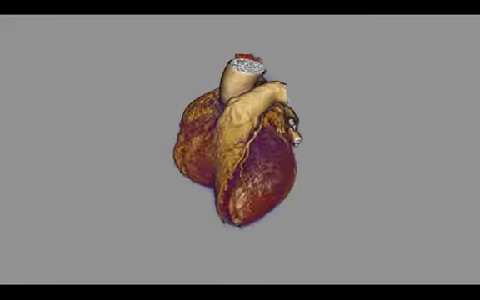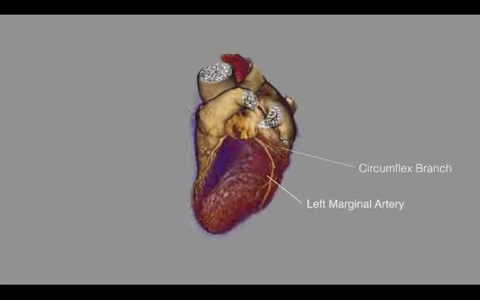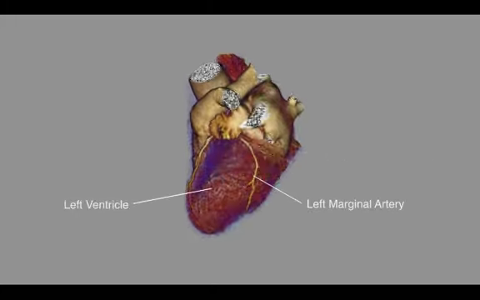The remainder of the left coronary artery will continue as a circumflex branch, giving off the left marginal artery, which also assists in blood supply to the left ventricle.